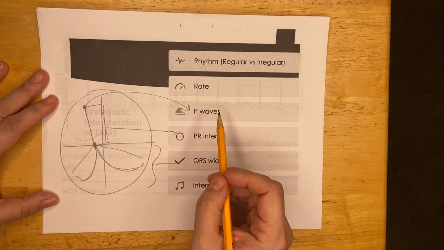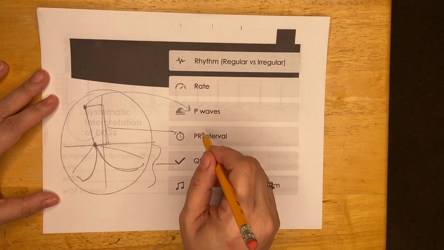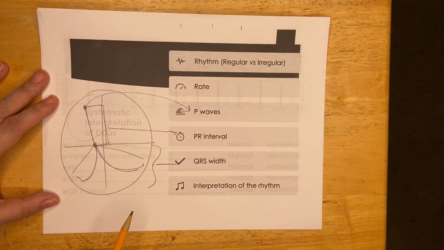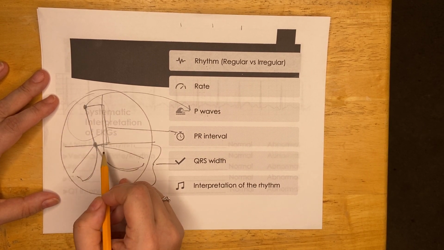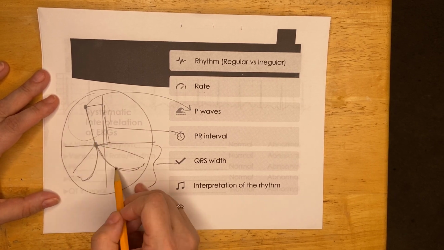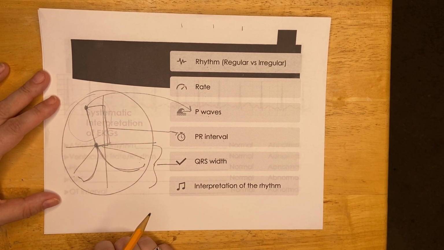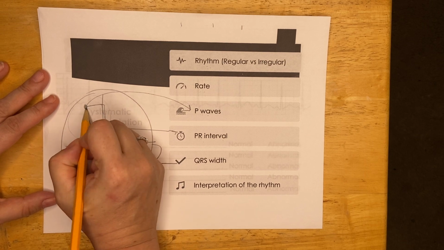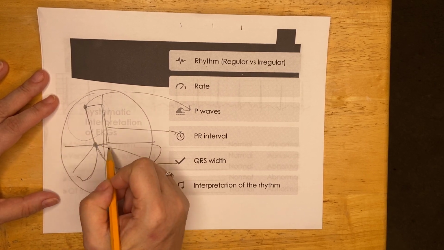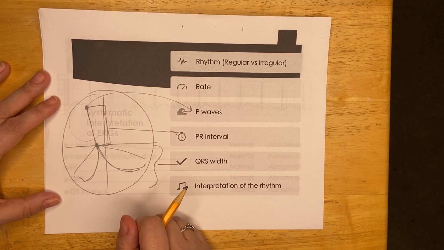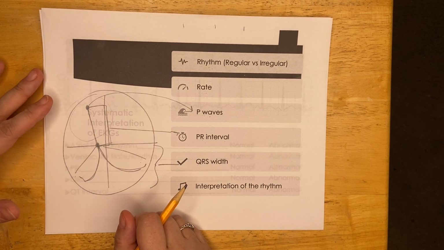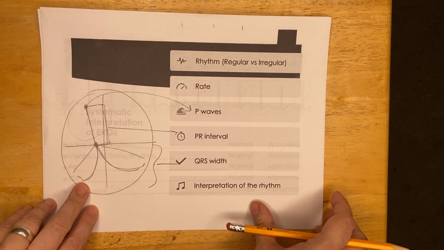So basically, I'm using this P wave, PR, QRS business to get down to how long it's taking from the time the impulse starts to the time the impulse finishes. Okay? More on that soon.